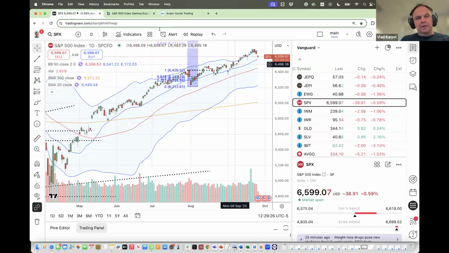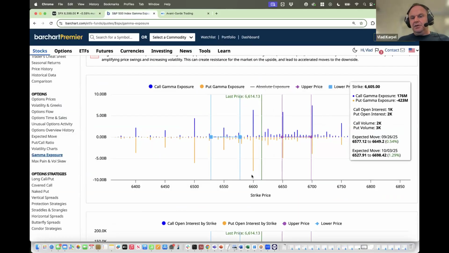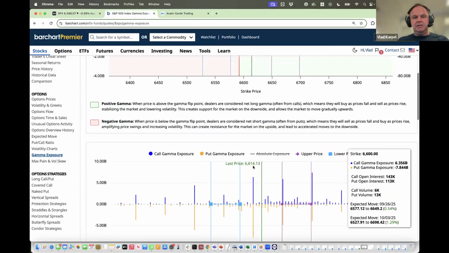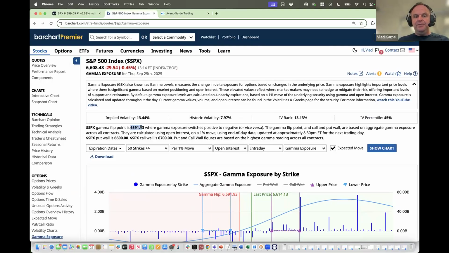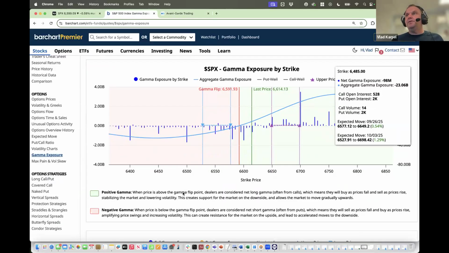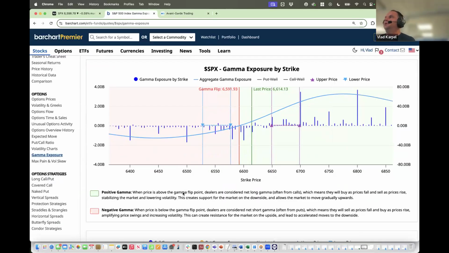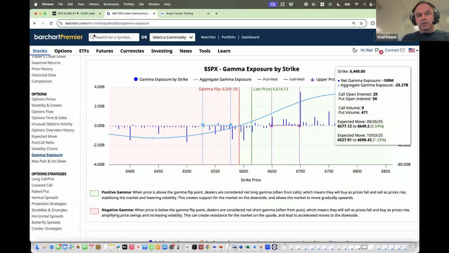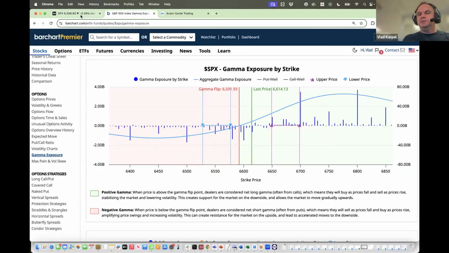The other one, you can say, Vlad, nobody knows anything. I see a lot of support at 6,600. The positive gamma flip is also at 6,600. That means the dealers have to be market neutral. They have to step in and buy the stock. And I think the market is oversold short term, and I think it's going to bounce.